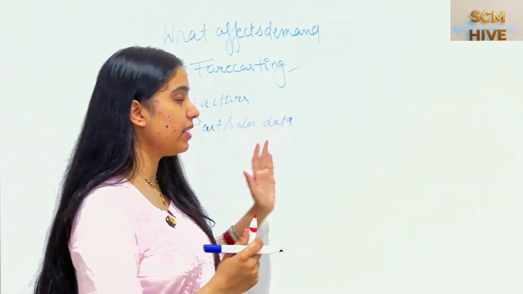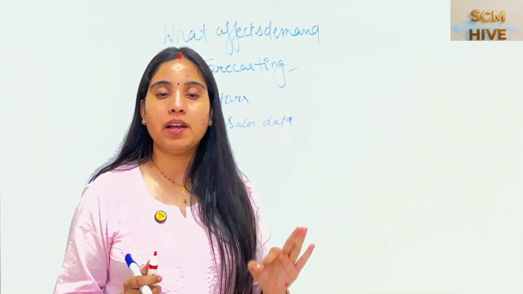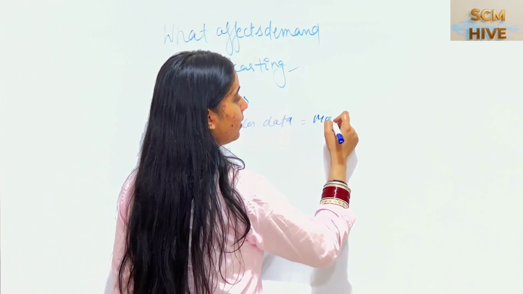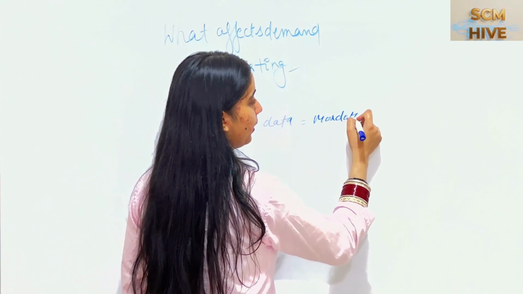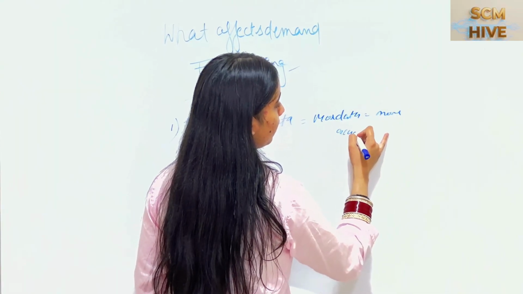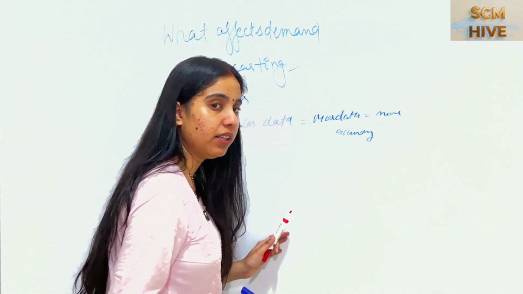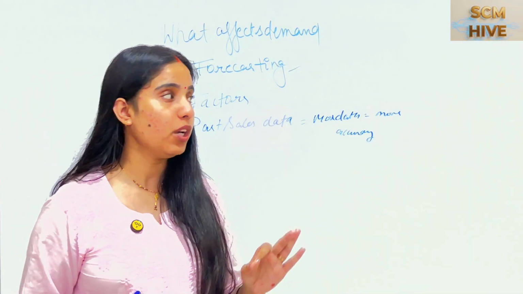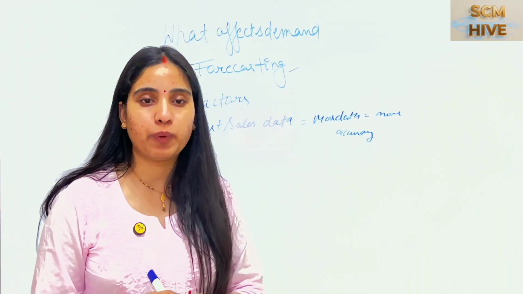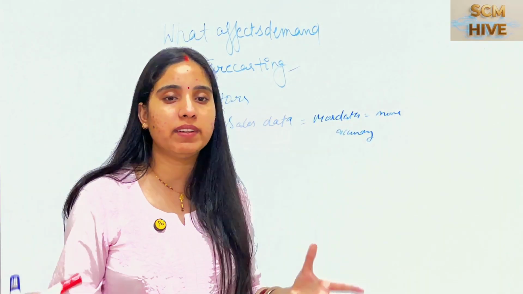Past sales data is the starting point. If we have more data, we get better accuracy in the numbers, and this is the starting point. If this is wrong, the whole thing will mess up.